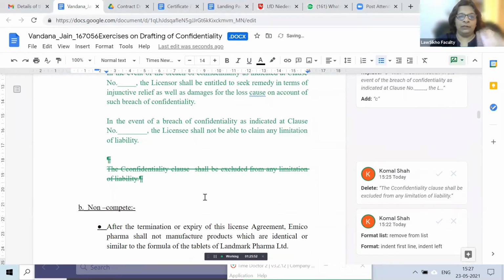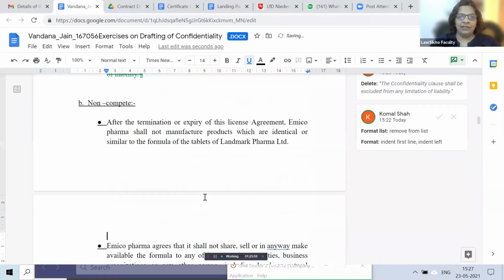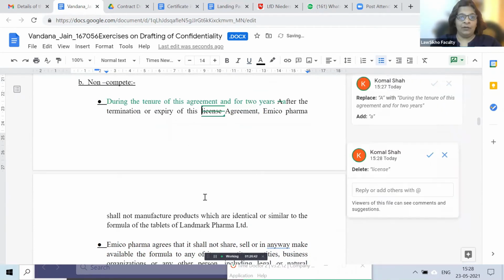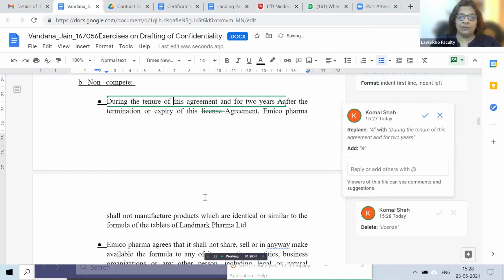Okay, non-compete. After termination or expiry of this licensing agreement, Amico Pharma shall not manufacture products which are identical or similar to the formula of the tablets of Landmark Pharma Limited. You have to restrict during the agreement also now. Otherwise, they will say that it's not expired. We can do this. Okay?